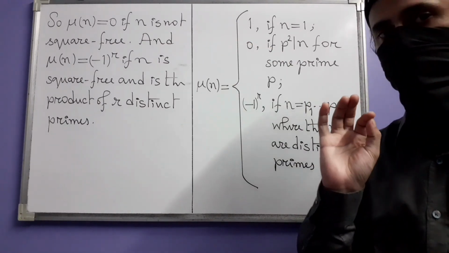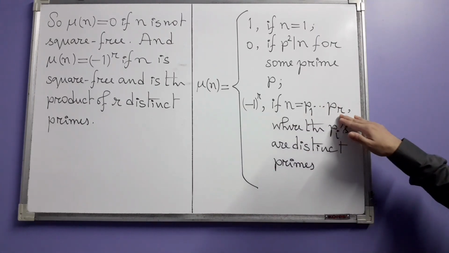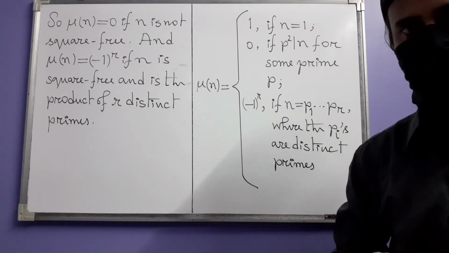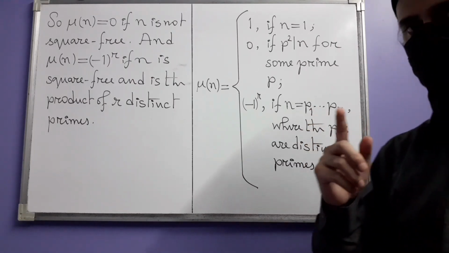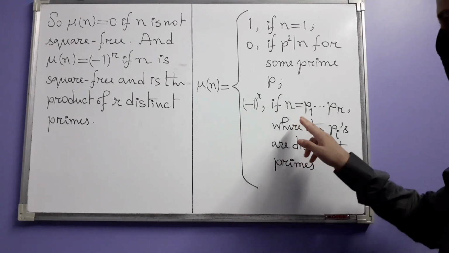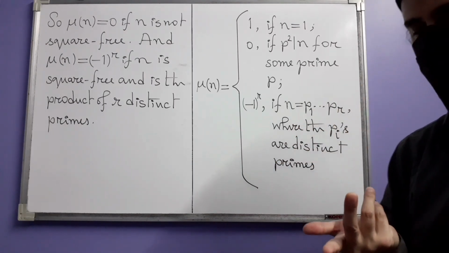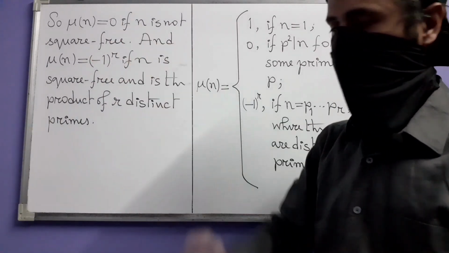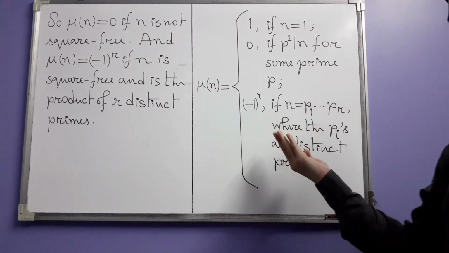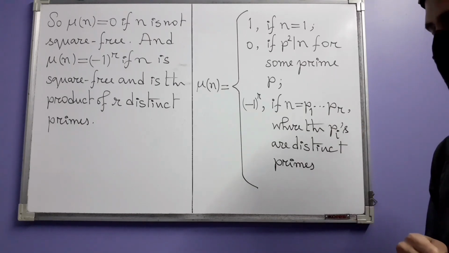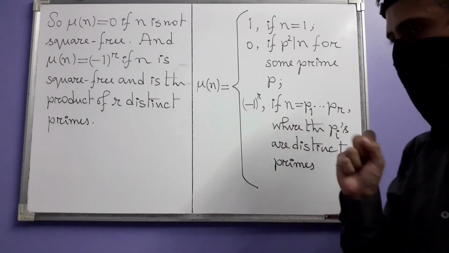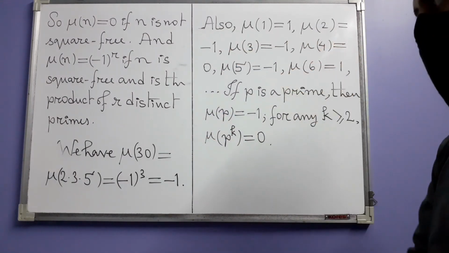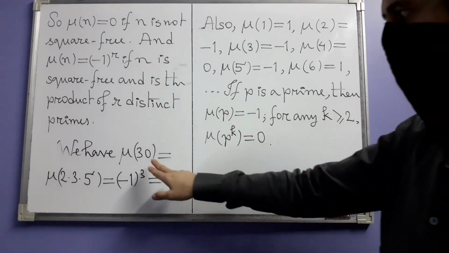But if n is square free, that is, if n is a product of distinct primes, then obviously it is not divisible by the square of any prime. It is, however, divisible by these primes, but not their squares. In that case, mu of n is minus 1 to the power r, if r primes are involved in this factorization. And then, what about the first few values of mu? These are the first few values of mu, but before seeing what they are, let us note this.